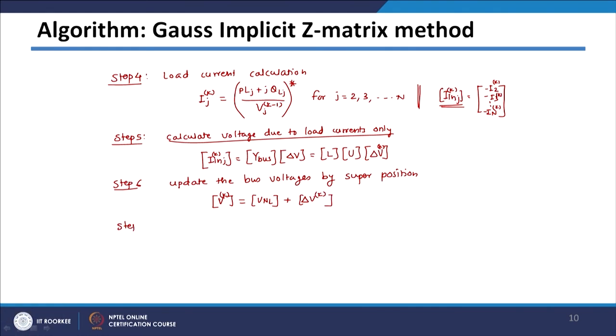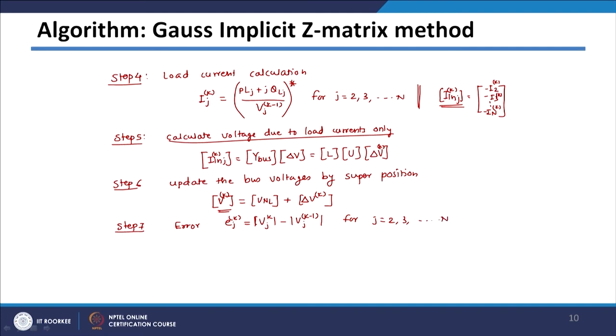Then step 7 will be calculating the error. So, error in the voltages. Error in jth voltage in kth iteration will be equal to voltage of jth bus at kth iteration which we are getting here, so this is one entry, minus voltage of jth bus at k minus 1th iteration, and that will give us error in jth. This step will be done for j equal to 2, 3 up to n.